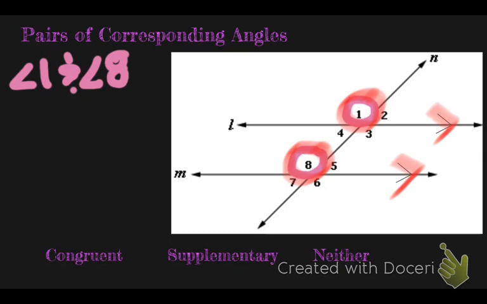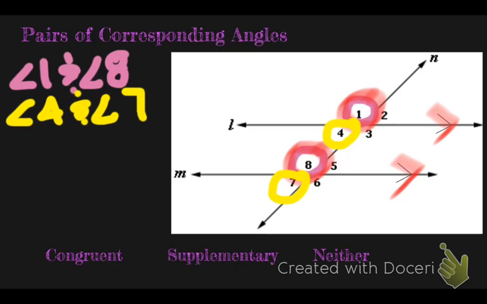Okay, I'm going to grab another color and I'm going to look at angle 4. And angle 4 corresponds to angle 7. So I'm going to jot that down. Angle 4 and angle 7 are corresponding. Again, these are corresponding because they're on the same side of the transversal, line N, and they're in the same spot or position. So they're in the bottom left of line L or line M.